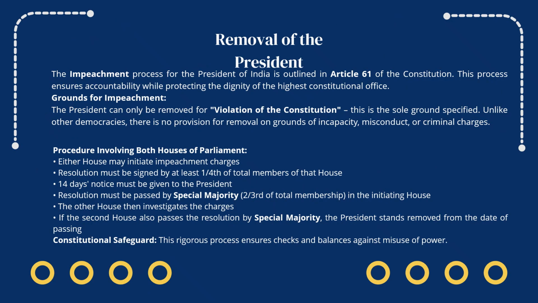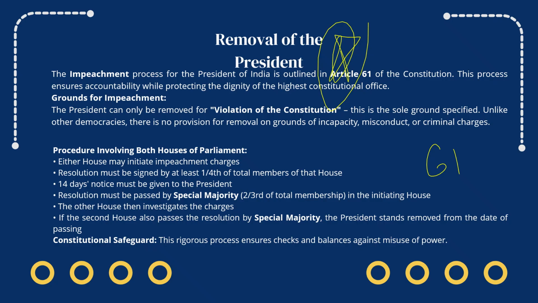Now we come to the somewhat important topic, that is removal of the president, and this is done through a process called impeachment. And this is given in Article 61 of the Constitution. And this ensures accountability of the president while maintaining the dignity of the office. The president can be removed only on one ground, that is violation of the Constitution. No other ground is mentioned in the Constitution. No misconduct, no incapacity, no criminal charges, nothing. Only if the Constitution is violated.